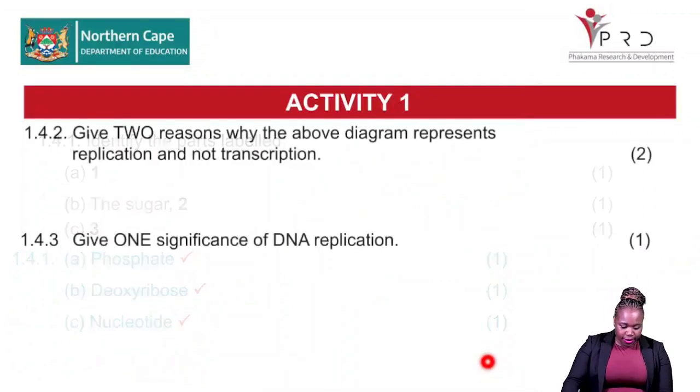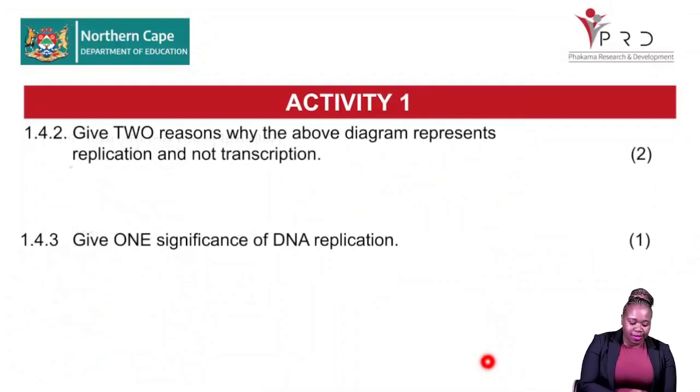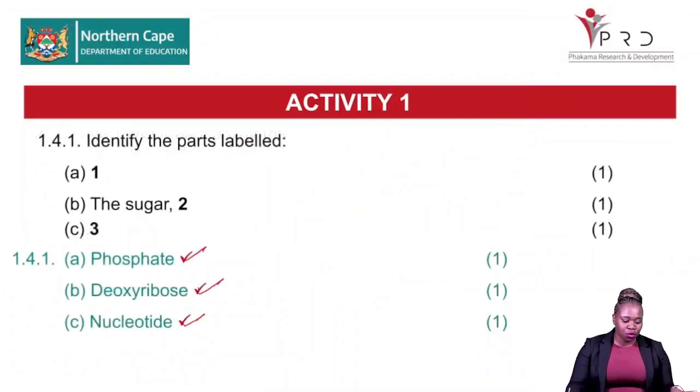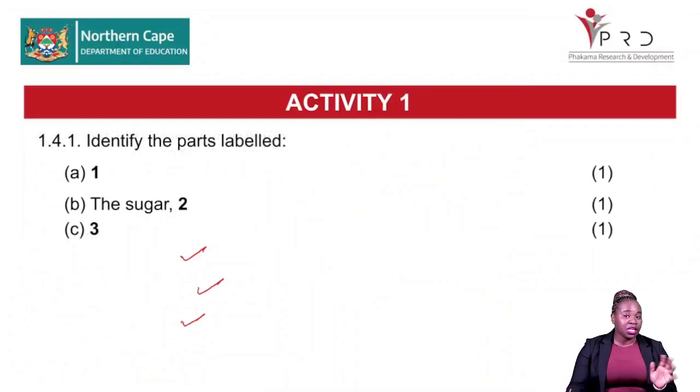All right, and then the next question, it says, give 2 reasons why the above diagram represents replication and not transcription. Now, when we were looking at those tips, I did mention that we are looking at DNA replication, and when looking at DNA replication, you must remember that each strand of DNA acts as a template, or both strands of the DNA molecule act as a template. And also, we know that during transcription, we are looking at the formation of an mRNA molecule and not another DNA molecule, right?